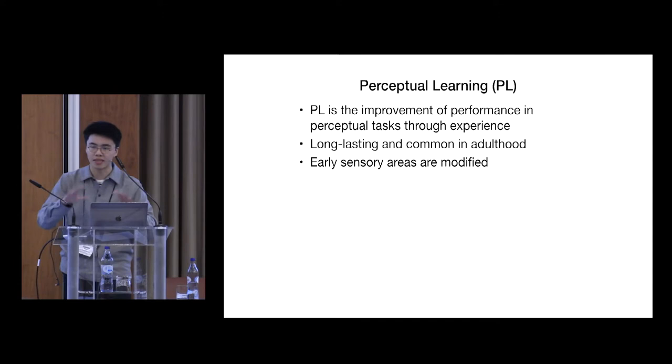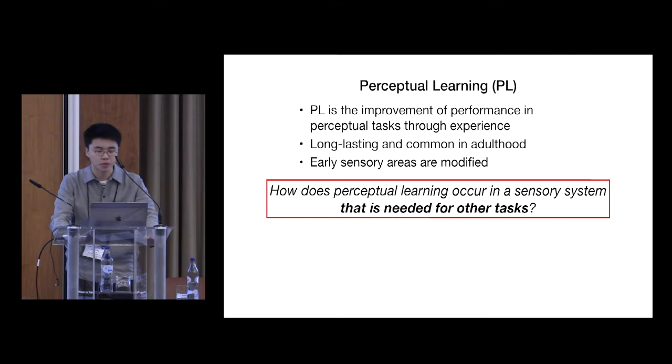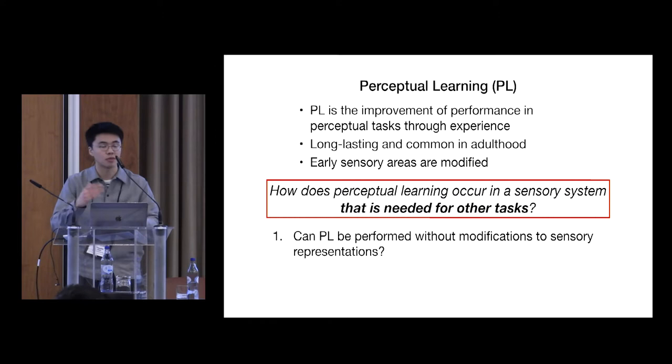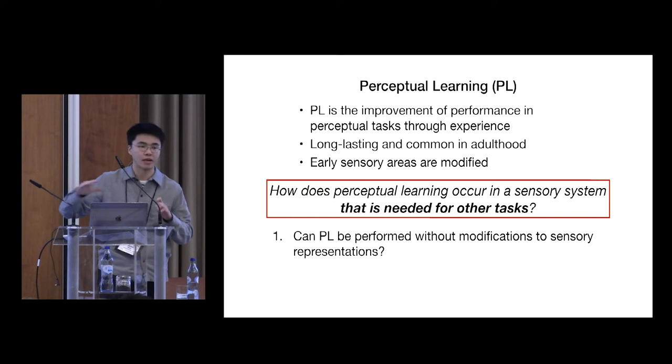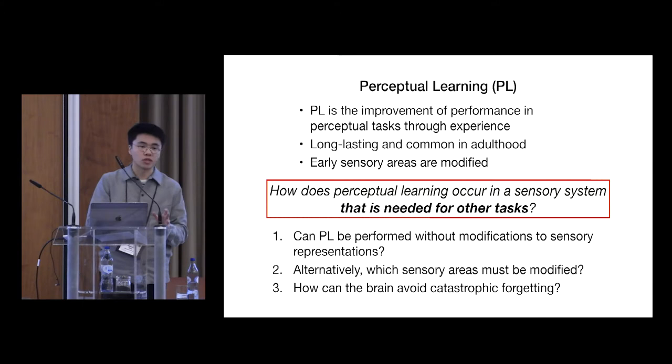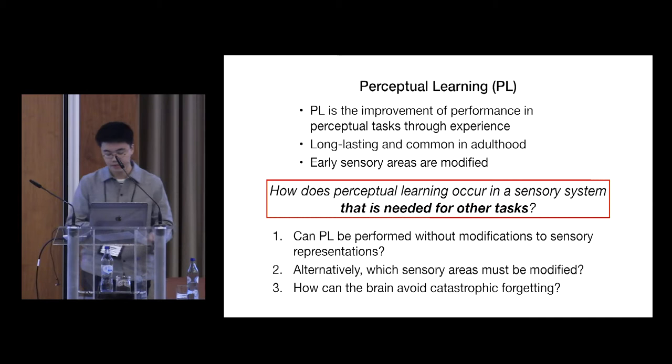That's exactly the question that we're posing here. How does perceptual learning occur in a sensory system that's needed for other tasks? We're going to break it down into three parts. The first part is: can perceptual learning be performed without modifications to sensory representations? That would be the ideal scenario where you don't make modifications at all, you just change some task-specific readout, and you don't interfere with other tasks. If you have to make modifications, which areas should you modify? And finally, if you know which areas you're going to modify, what's the way to do it to avoid catastrophic forgetting?